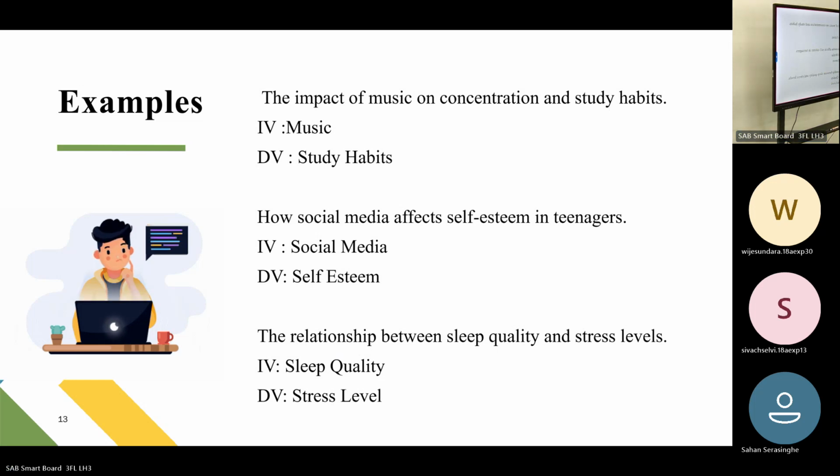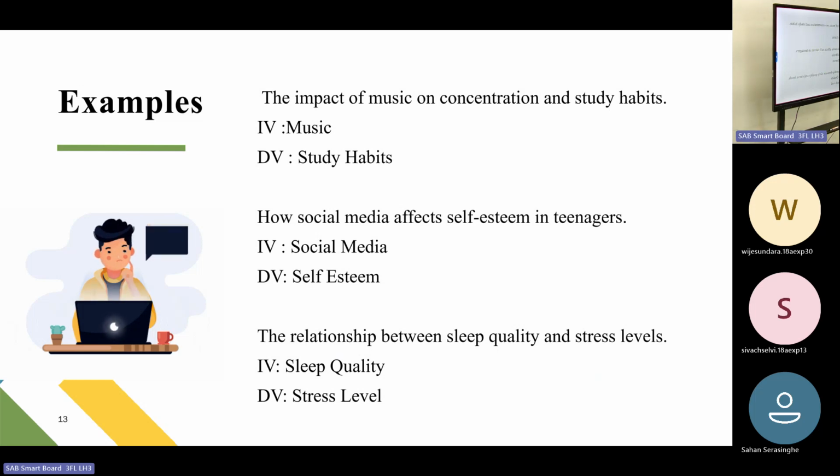You see? Read the first one. The impact of music on concentration and study habits. What is the independent variable?